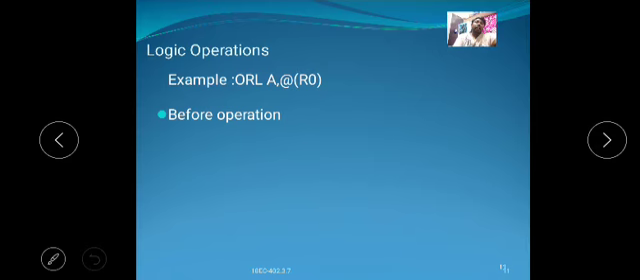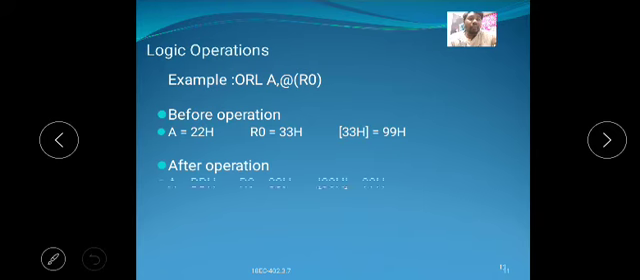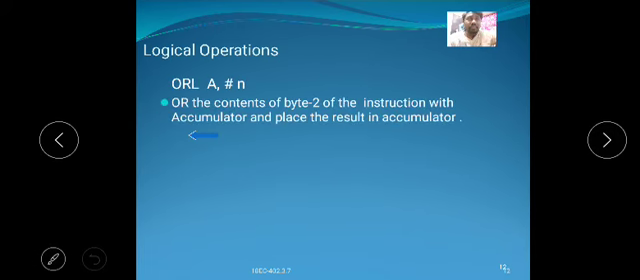Example: ORL A comma at the rate R0. Before the operation, A is equal to 22 and R0 is equal to 33. The memory location 33H has the content 99H. After the operation, A becomes BB and R0 is equal to 33. The memory location 33 still has the content 99H. This is ORL at the rate of R0, that means register indirect addressing mode.